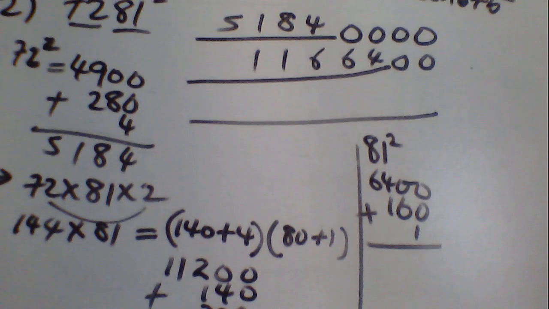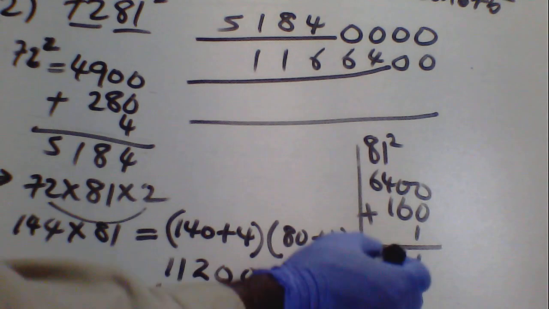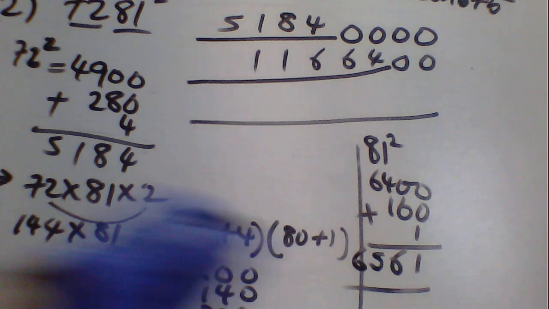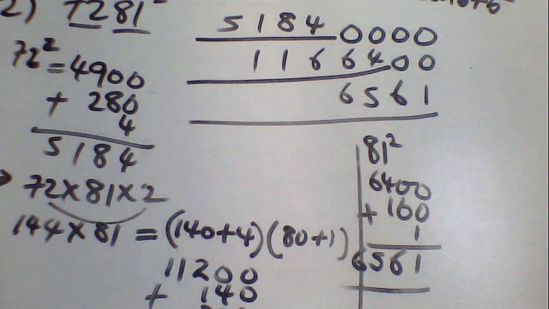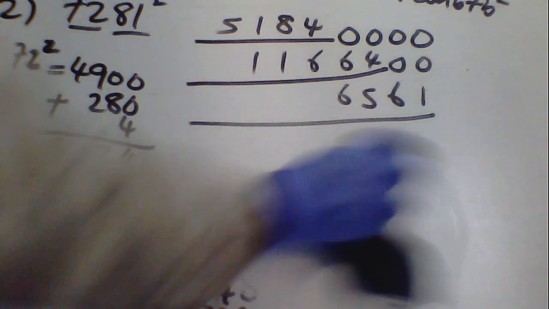Add it up. You have 001 will give us 1. 06 will give us 6. 41 will give us 5 and 6. So you come here, write 1656. That is it. The next thing is to sum up your results.